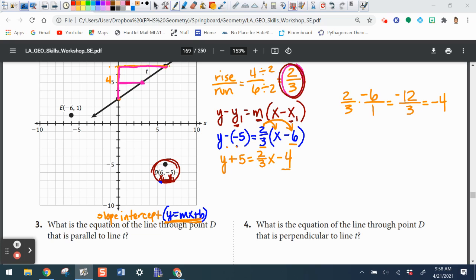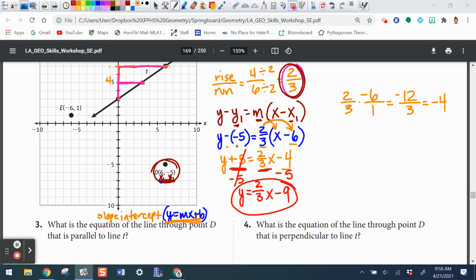Last but not least, to write in slope-intercept, we need to move this +5 away from the y. Well, that 5 is trying to add to y, so to move it across the equal sign, we have to subtract. And it is a like term to -4 because it doesn't have a variable like our x term here. So that's why I put it under the -4. +5 minus 5 cancels or becomes the number 0, and we're left with y equals 2/3 x. Negative 4 minus 5 is negative 9. So there is the equation of a line that is parallel to line T that passes through the point D.